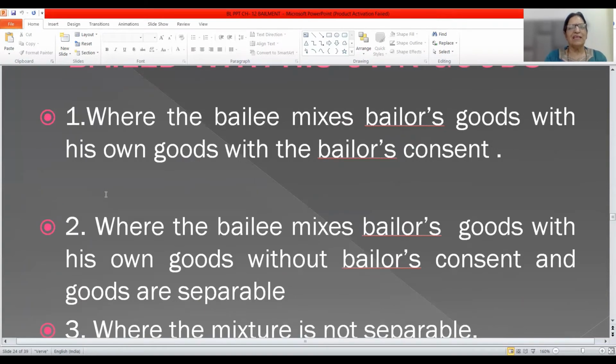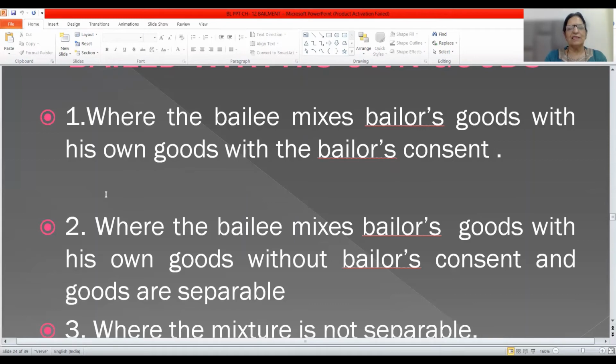Now, the bailee is not allowed to mix up the goods. If the bailee has mixed up the goods with his own goods with the consent of the bailor, then there is no problem because the bailor has given his consent. And where the bailee mixes up the goods with his own goods without the bailor's consent, and the goods are separable, we can separate which goods belong to the bailor and which goods belong to the bailee.